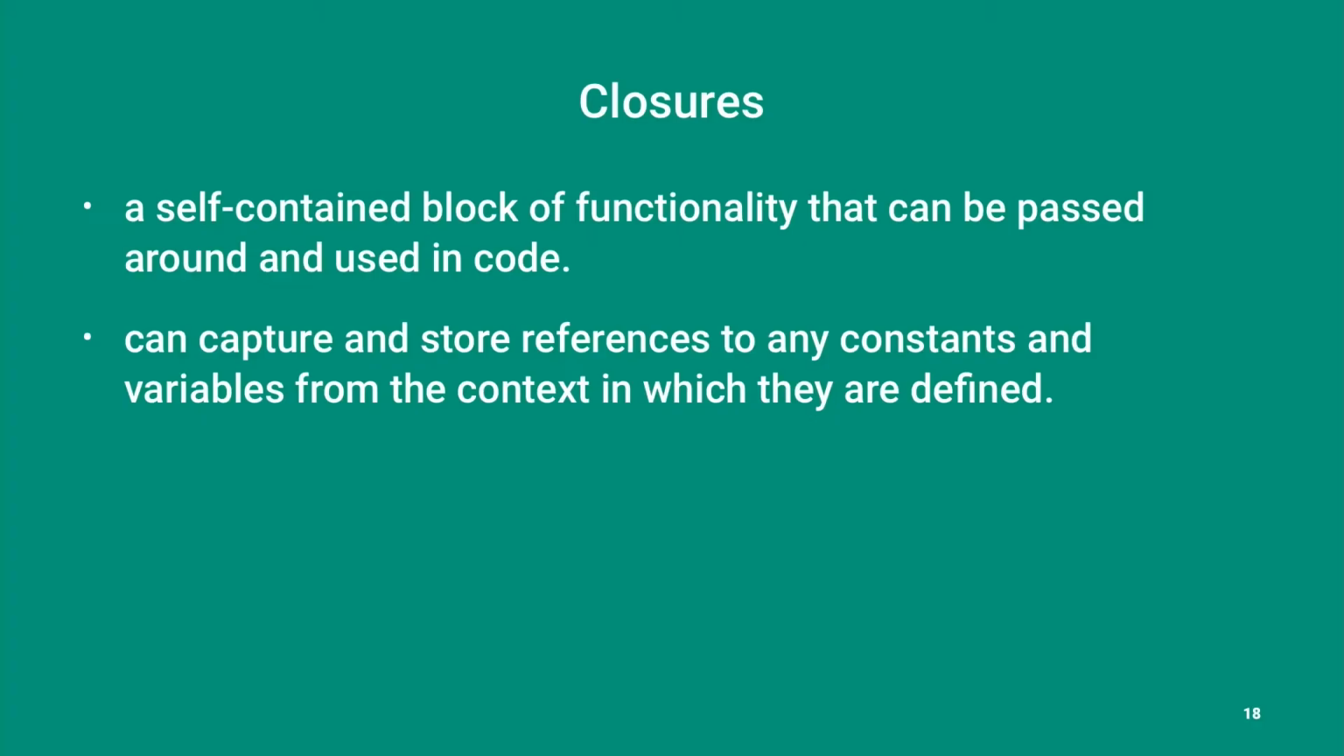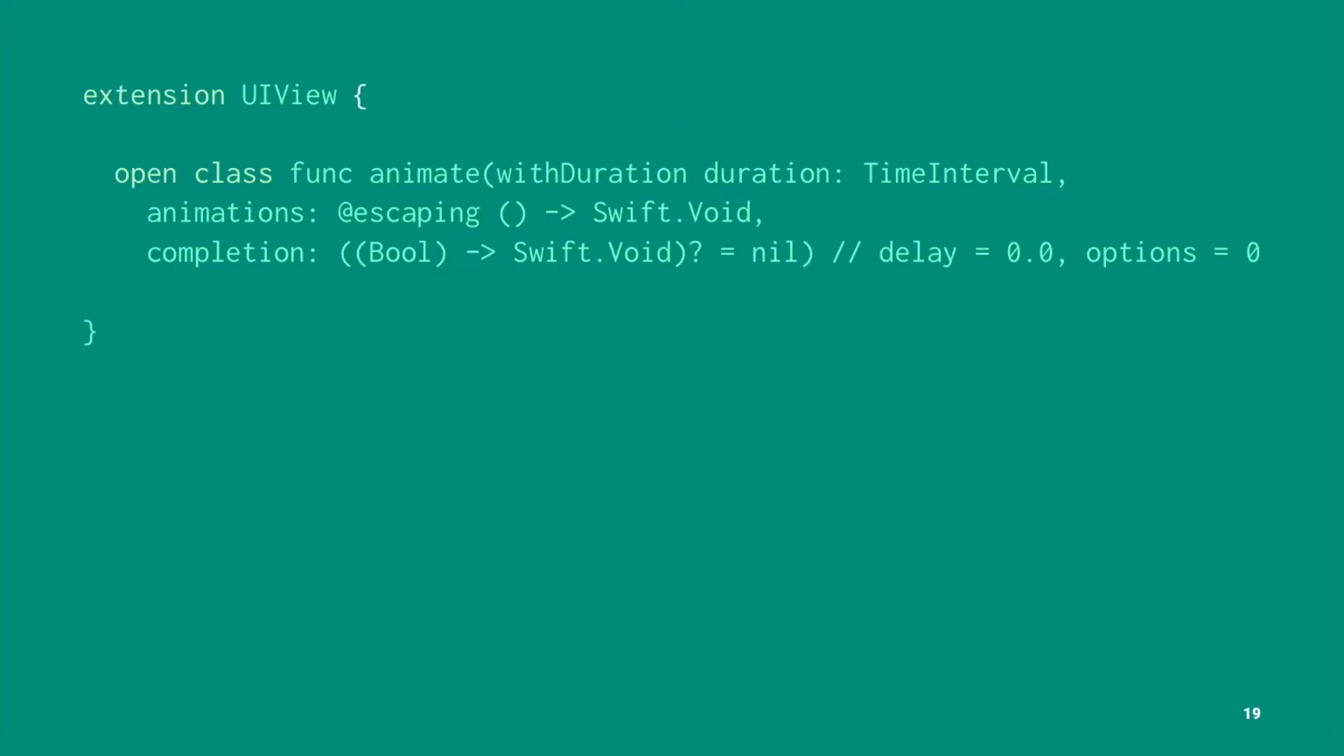But a closure is just defined as a self-contained block of functionality that can be passed around and used in code. It can capture and store references to any constants and variables from the context in which they are defined. They allow us to encapsulate logic in one place, kind of like functions. And actually, they just are functions. Swift treats them as first-class citizens, meaning we're allowed to use them as values and pass them around as such, capturing the context in which they're used.